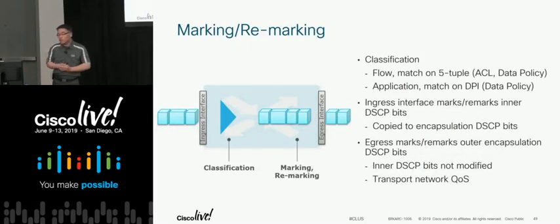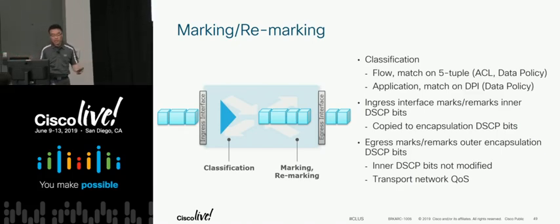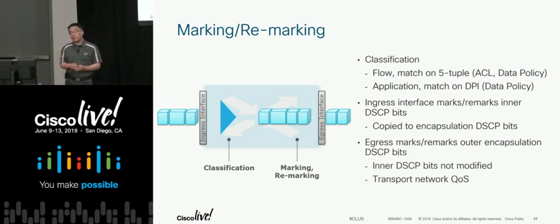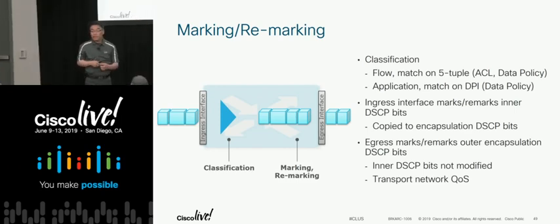Marking, remarking. So you can either match on flows or match on applications and rewrite the inner and outer DSCP values. When you rewrite the inner DSCP values, the inner DSCP value is automatically copied to the outer IP GRE encapsulation headers. And in the egress interface, you can apply the DSCP rewrite rule that only applies to the outer DSCP values.